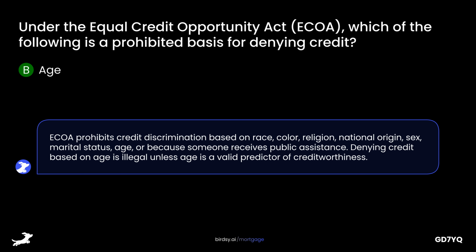ECOA prohibits credit discrimination based on race, color, religion, national origin, sex, marital status, age, or because someone receives public assistance. Denying credit based on age is illegal unless age is a valid predictor of creditworthiness.